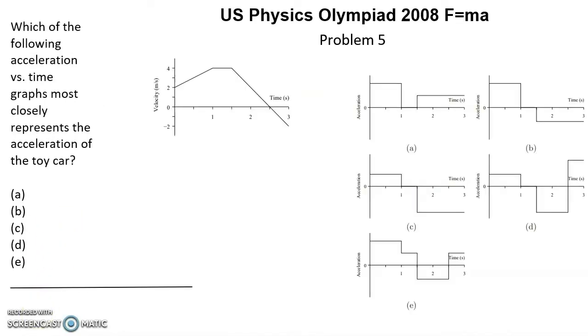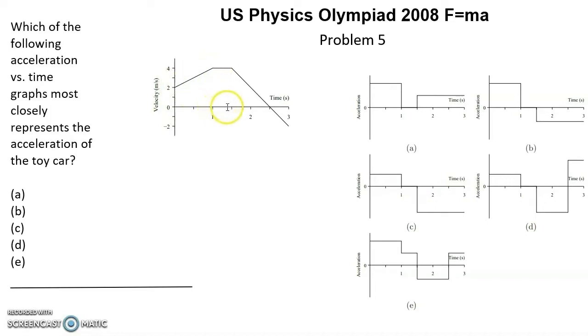Problem 5. Which of the following acceleration versus time graphs most closely represents the acceleration of the toy car? Let's check this graph. Velocity versus time. Acceleration is a slope. So it means that from 0 to 1 seconds, we have positive acceleration 2.